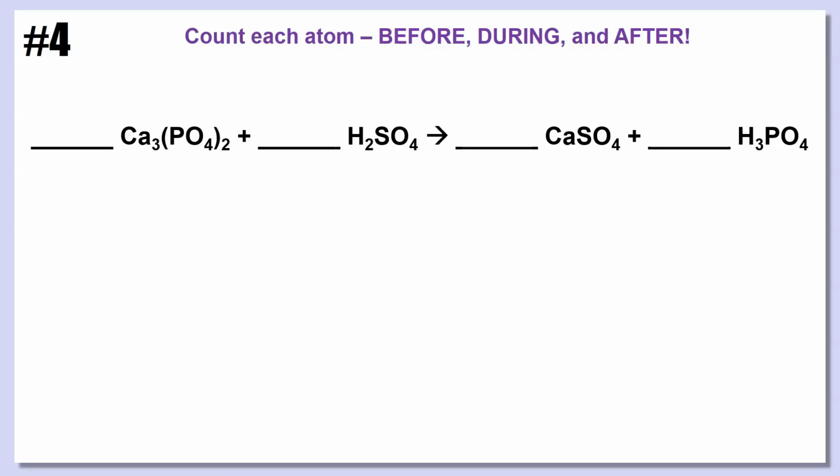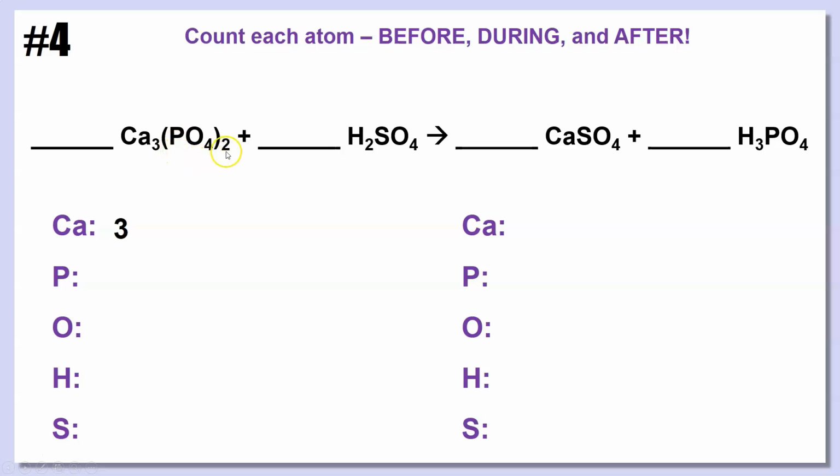All right, we have calcium and phosphorus, oxygen, hydrogen, and sulfur. A lot of atoms. A lot of things to keep track of. Let's count everything up. We have 3 calciums. Make sure you distribute. You have 2 phosphorus. Now be careful with your oxygens. 4 times 2 plus another 4 over here. You have 12 to start with. That's a lot of oxygens. Now the hydrogens, you got 2 and you have 1 sulfur.